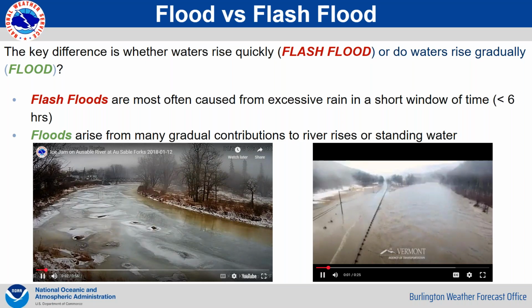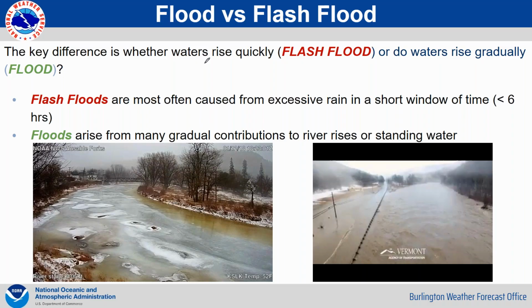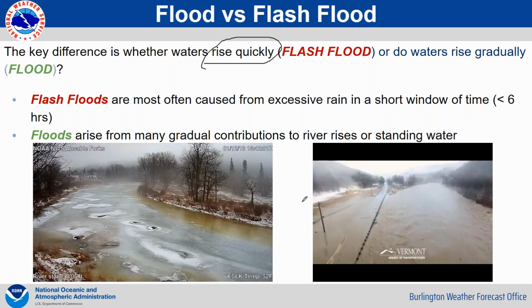Let's quickly go over flash flooding. The key difference between a flash flood and a flood is that water is rising and flowing quickly. Floods arise from gradual contributions to river rises, or you have lots of standing water.